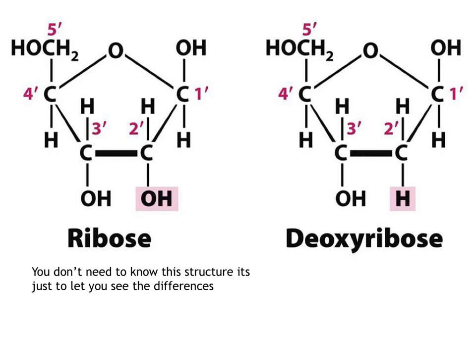You don't need to know the structure of ribose, but this helps. This just helps you to see the difference. You'll see the ribose sugar has got an OH group here on the ring, and the deoxyribose has got a hydrogen group here.